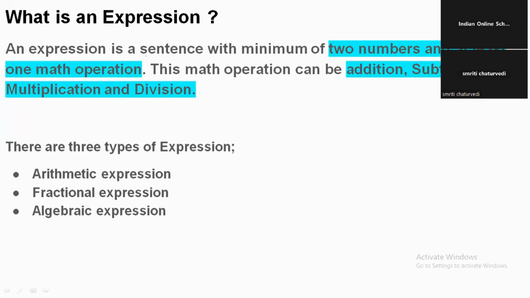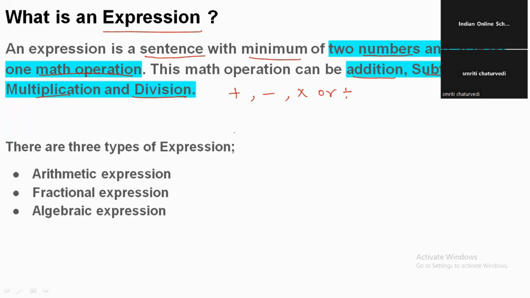An expression is a sentence. It's normally a sentence with a minimum of two numbers. It should have at least two numbers and at least one mathematical operation. As you already know, the mathematical operations are addition, subtraction, multiplication, and division. Any sentence which includes at least two numbers and at least one mathematical operation is known as an expression.